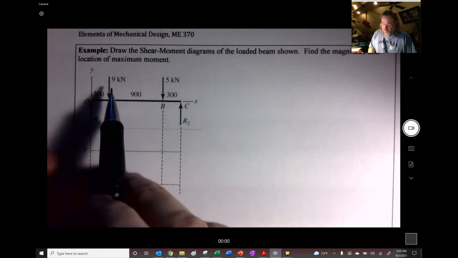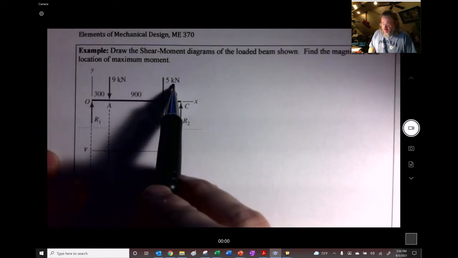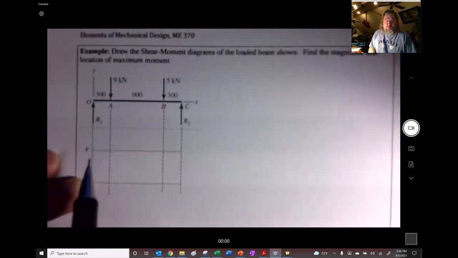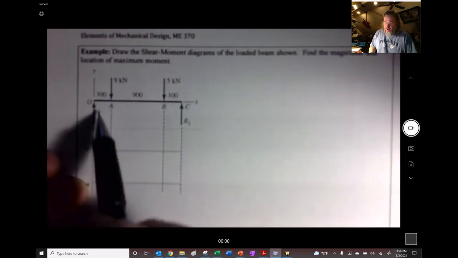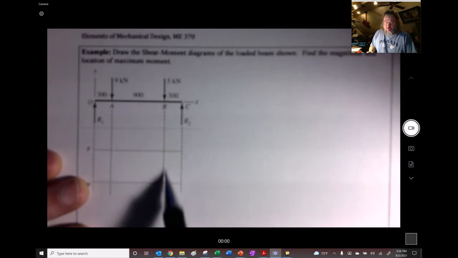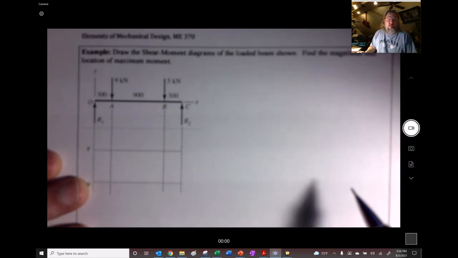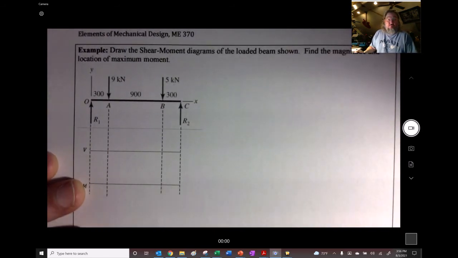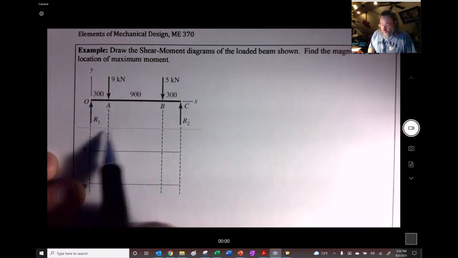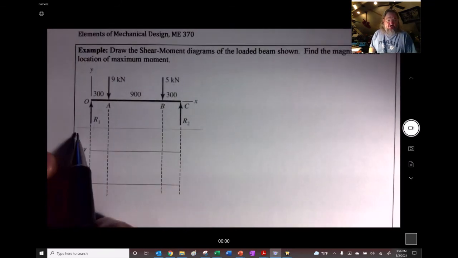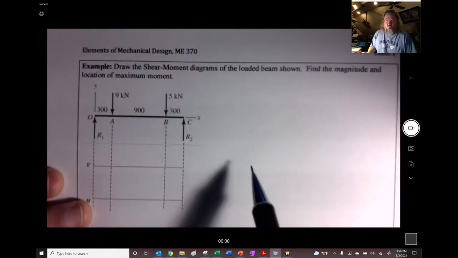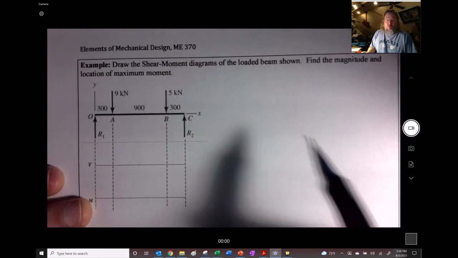Okay, so we have this loading of 9 kilonewtons and 5 kilonewtons in these supports. So this one's already set up, but we would draw this free body diagram and then draw these dashed lines underneath it. And so one of the first things we want to do is find these reactions, and we do that by taking the sum of the moments about O.